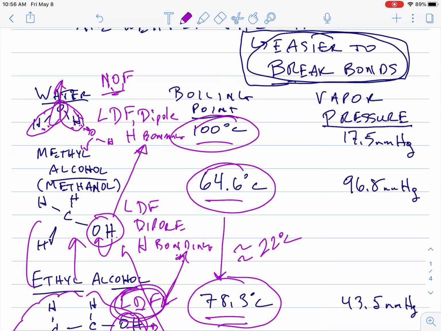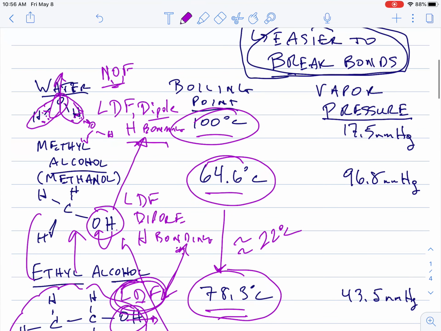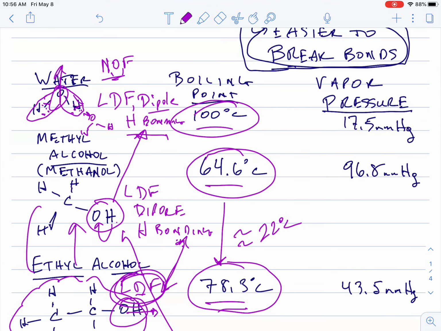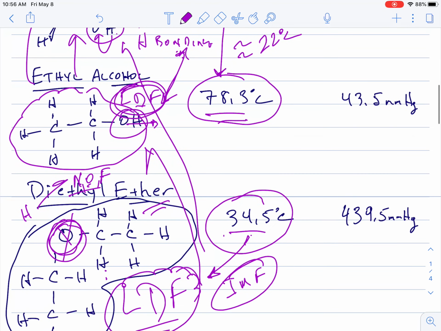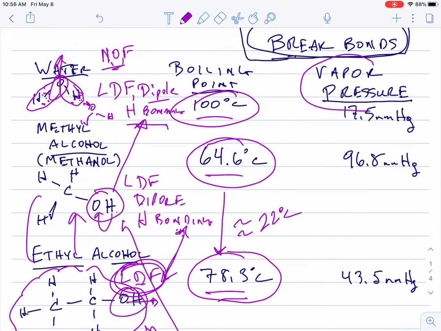Water, of all of these, has the highest boiling point because it has the capacity to form two hydrogen bonds, it has a dipole moment, and it has that strong hydrogen bond. So if you notice, if you were to rank these, water has the highest boiling point because it has the highest total number of intermolecular forces. Diethyl ether down here has the lowest boiling point because it has the weakest one.